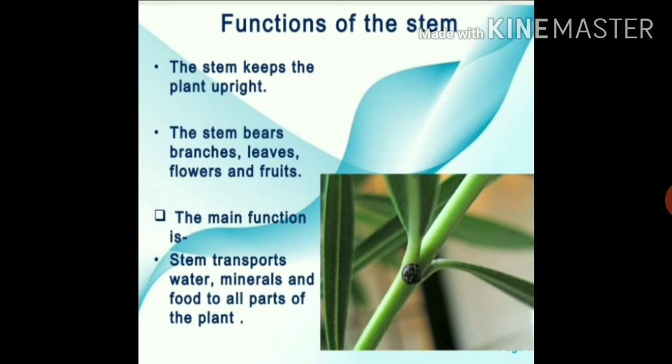Now that water and dissolved minerals are very, very essential for leaves, because leaves make food for the plant by the process of photosynthesis. Another type of tube present in the stem carries food from leaves to all other parts of the plant.